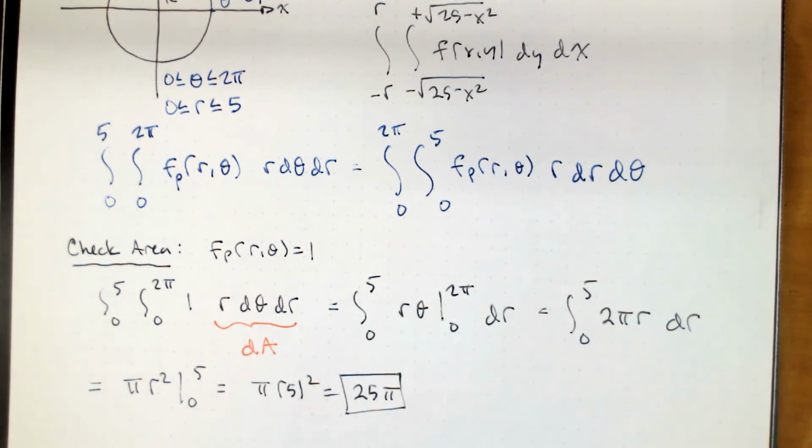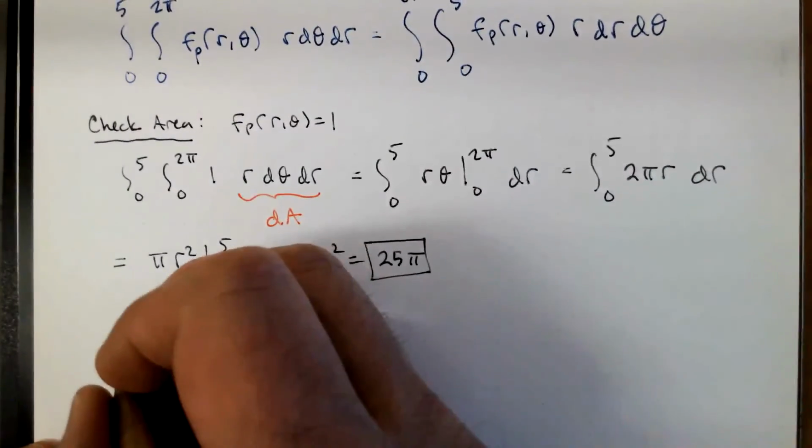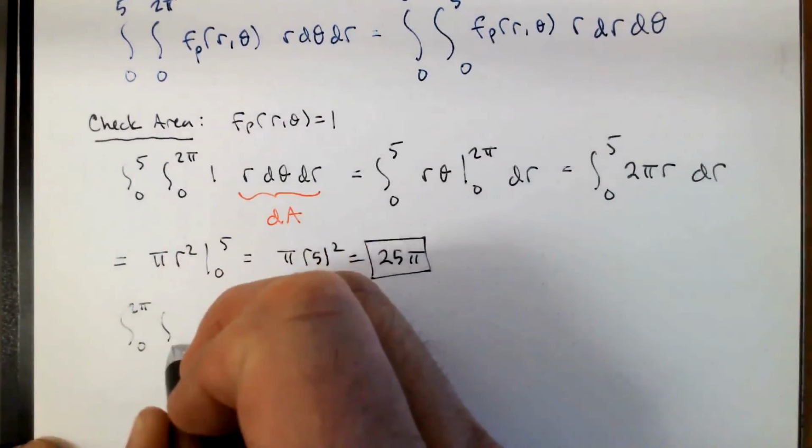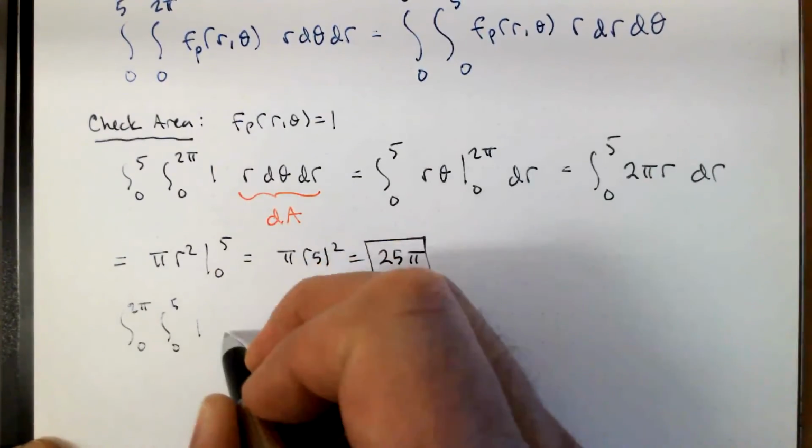But if we integrate r dr first, then that'll give us the pi r squared. We integrate with respect to theta. And that'll give us 25. That'll give us... I forgot what the function was already. I should just write it down clearly. I'm having difficulty.